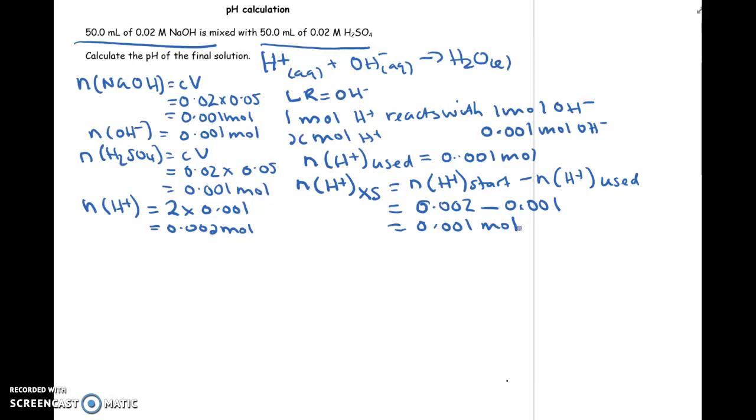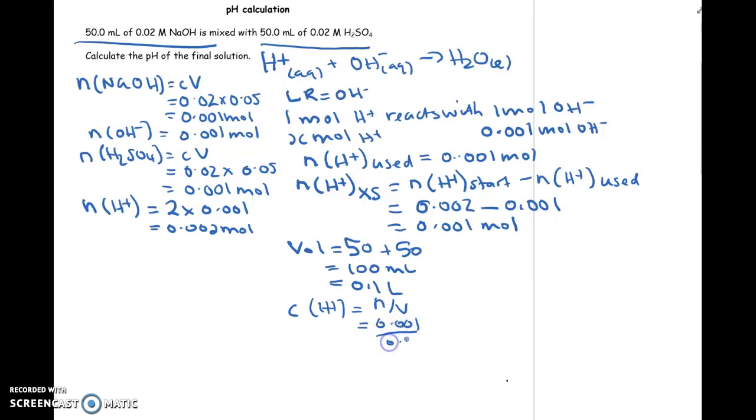Now a pH is the power of hydrogen ion concentration. At the moment we've got the moles, so we're going to have to find the concentration of these hydrogen ions. In order to do that, we need the moles and we need a volume. So the volume will equal the total from both solutions, 50 ml add 50 ml, which equals 100 ml, which in turn is 0.1 of a litre. So our concentration of hydrogen ions is equal to number of moles divided by volume, which equals 0.001 divided by 0.1. So this will equal 0.01 molar.